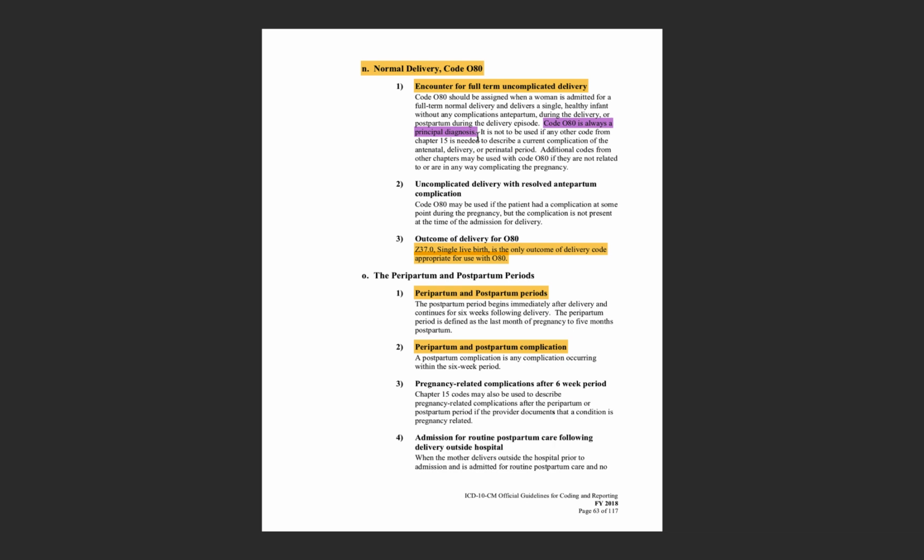The peripartum and postpartum periods. Peripartum and postpartum periods begin immediately after delivery and continue for 6 weeks following delivery. The peripartum period is defined as the last month of pregnancy to 5 months postpartum. Peripartum and postpartum complication: a postpartum complication is any complication occurring within that 6-week period.